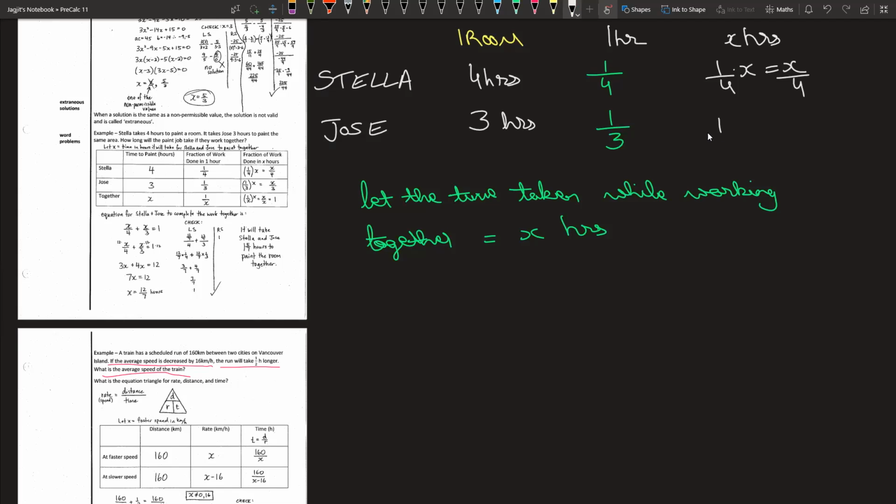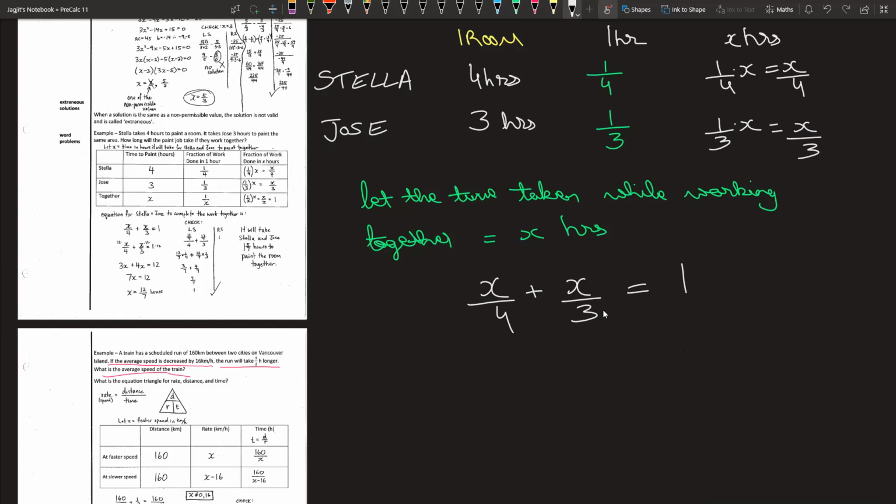What about Jose? Well, in 1 hour, he paints 1/3 of the room. So in X hours, he must paint 1/3 times X, which is X over 3 of the room. Now we know in total, in X hours, they paint 1 room, which means X/4 of the room plus X/3 of the room should be equal to 1 room, because in total, they paint 1 room. So what that means is X over 4 plus X over 3 should be equal to 1, because if you add up their portion of the room, in total, they eventually paint 1 room.